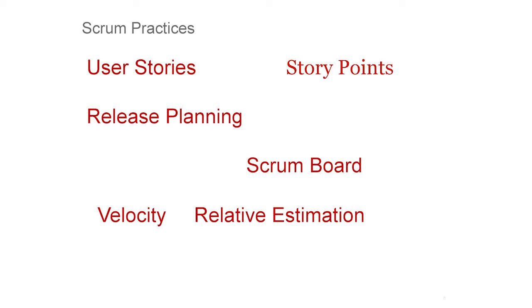There are many more Scrum practices for which there is no mention in the Scrum Guide, but they have evolved from various Agile frameworks and methodologies, like user stories, story points, release planning, relative estimation, Scrum board, velocity, to name a few.